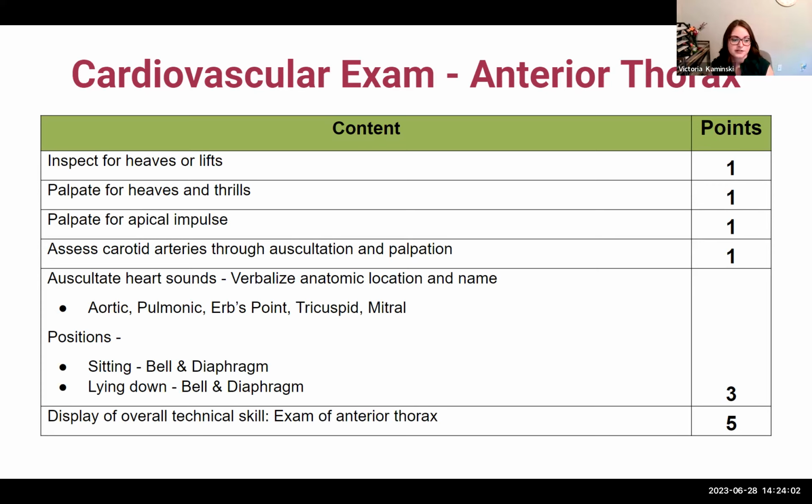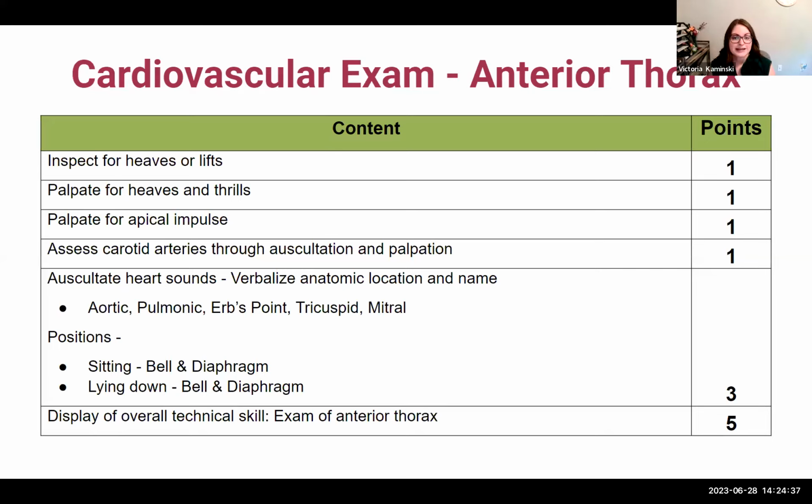Auscultating the heart sounds, you need to verbalize the anatomic location as I just did for the apical impulse. You're going to do that for aortic, pulmonic, Erb's point, tricuspid, and mitral. So you should be palpating first, then auscultating with the bell, and auscultating with the diaphragm. Oftentimes students like to go through all 5 locations with the bell and then go back through with the diaphragm, all 5 locations. Or if you would like to just turn it at each location, you can do so, but you do need to mention the anatomic location as well as the landmarks.